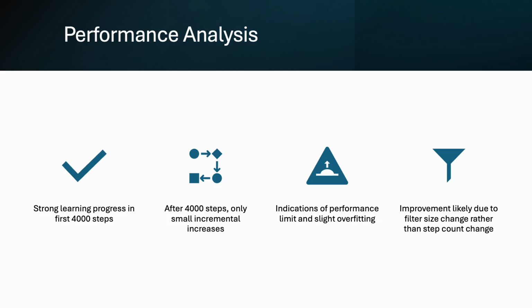A quick performance analysis on this one. This model with the changes made showed strong learning progress in the first 4000 steps. But onwards, it was only small incremental increases. This indicated that the model was approaching its performance limit. In the later steps, it seemed as if the model was overfitting due to the slight decrease. But again, it was only marginal.